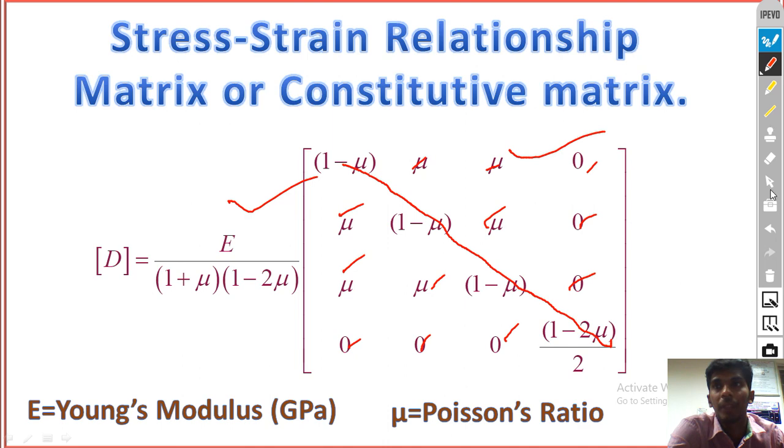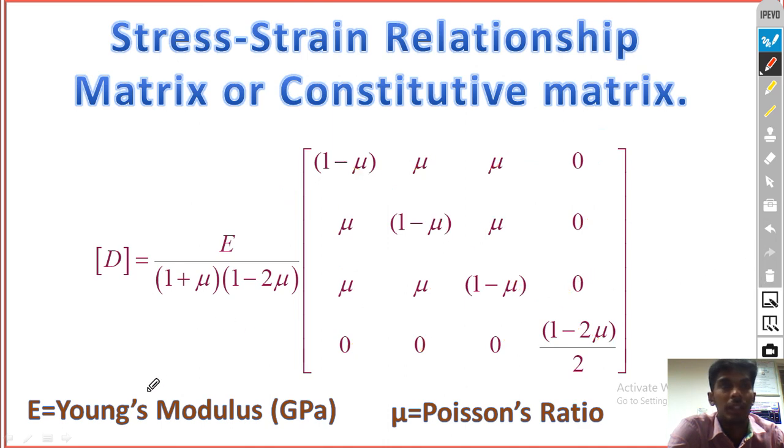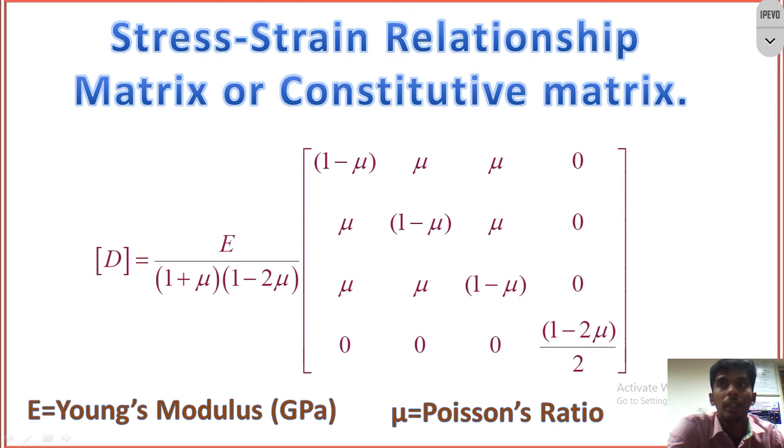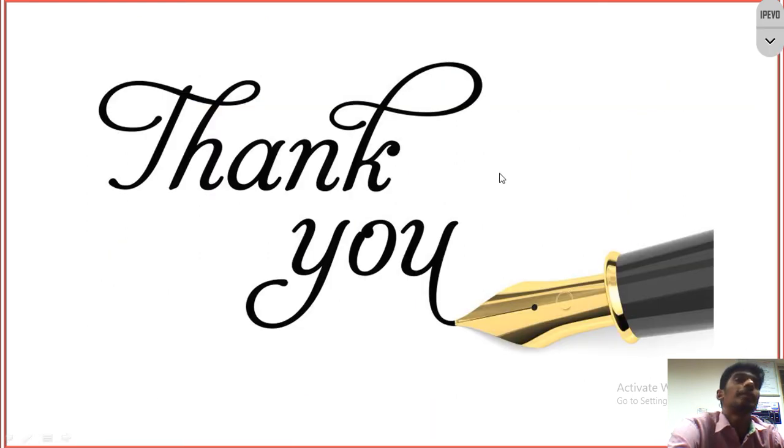E is Young's modulus in gigapascals, and mu is Poisson's ratio. So this is the overall set of equations, that means formulas used in the axisymmetric component. It is very important in axisymmetric problems while solving real-world application problems. Thank you very much.